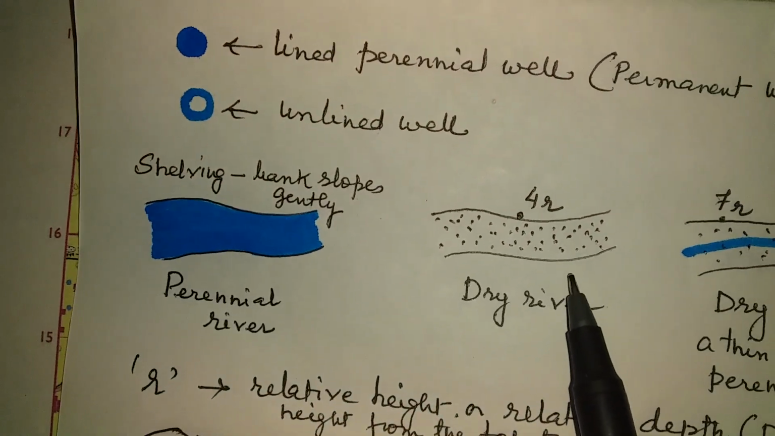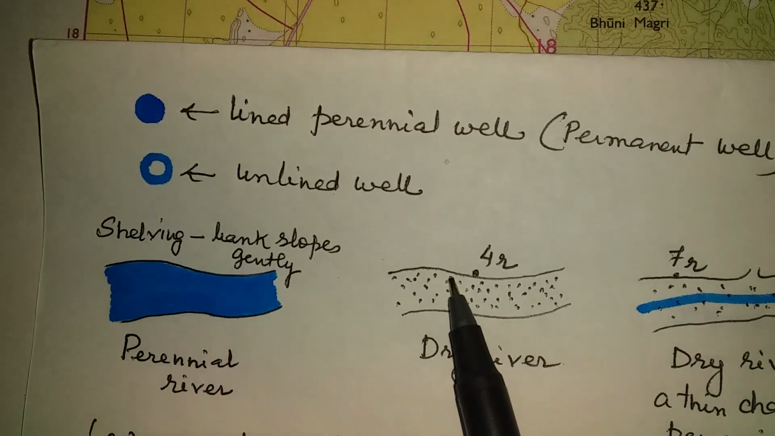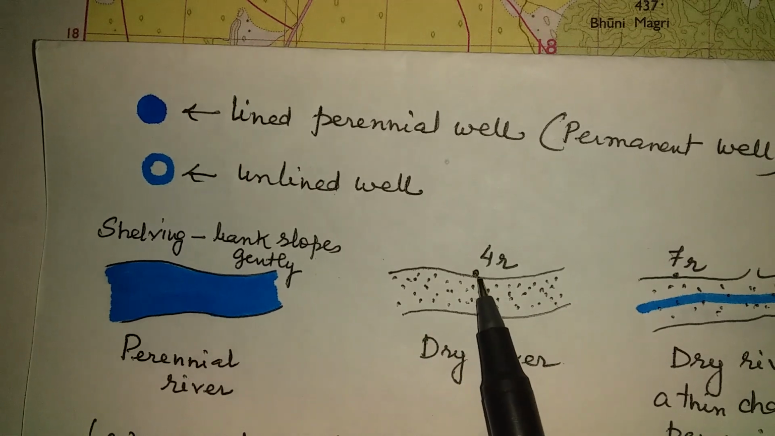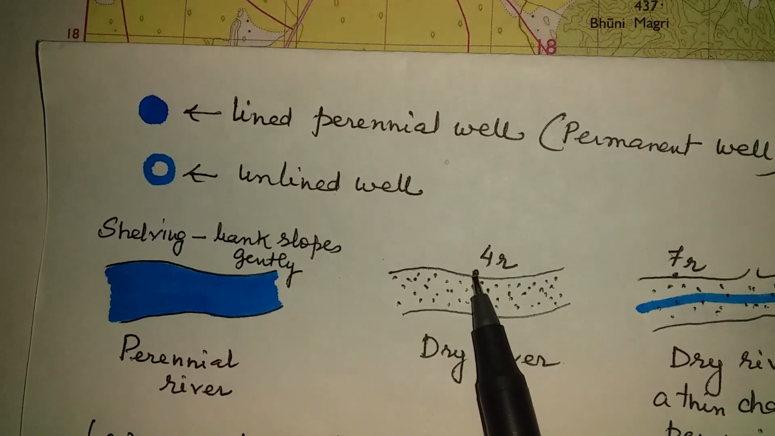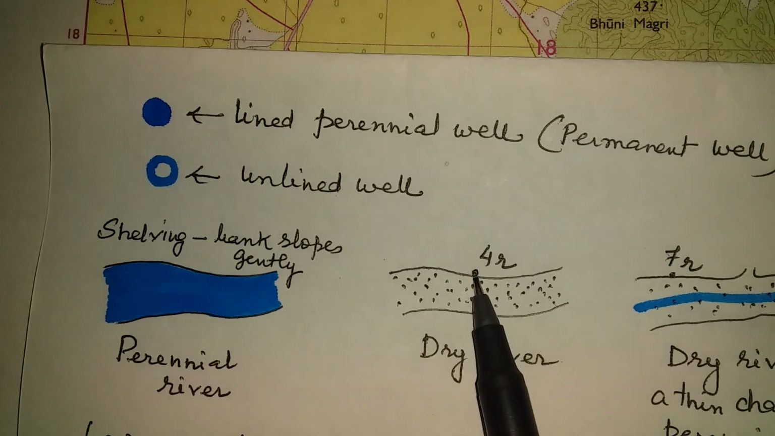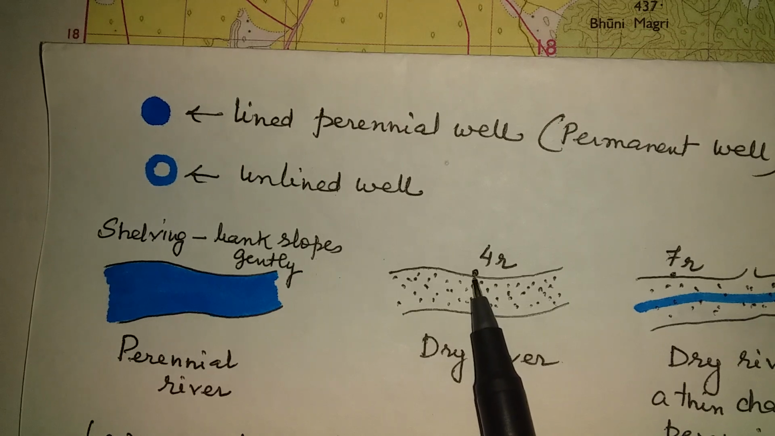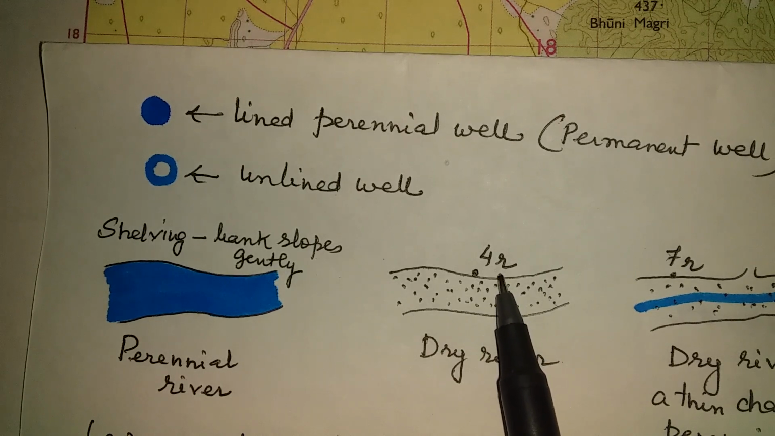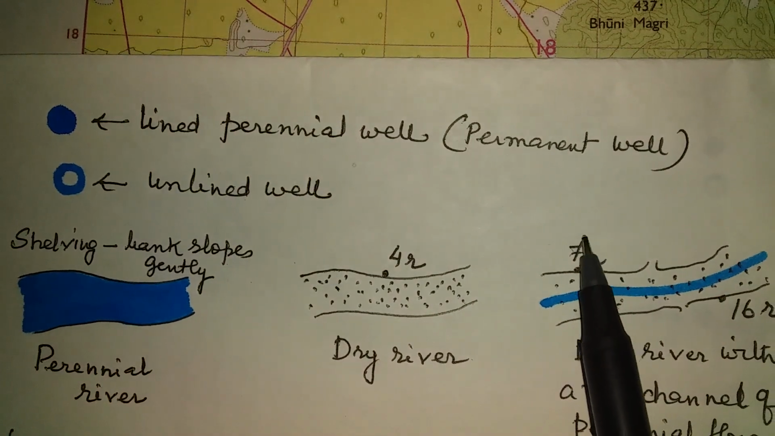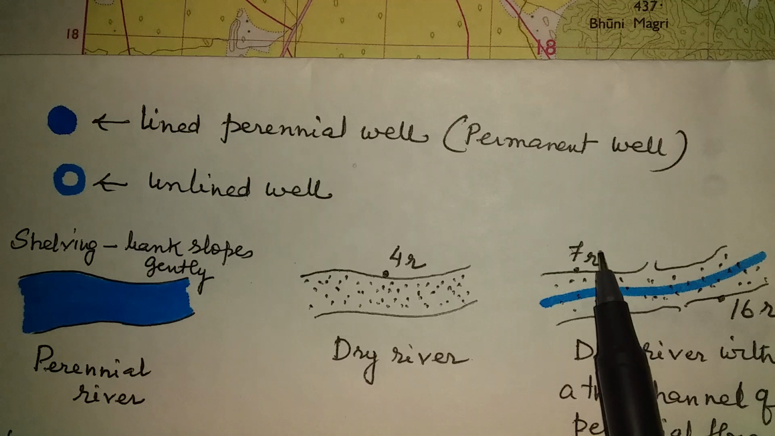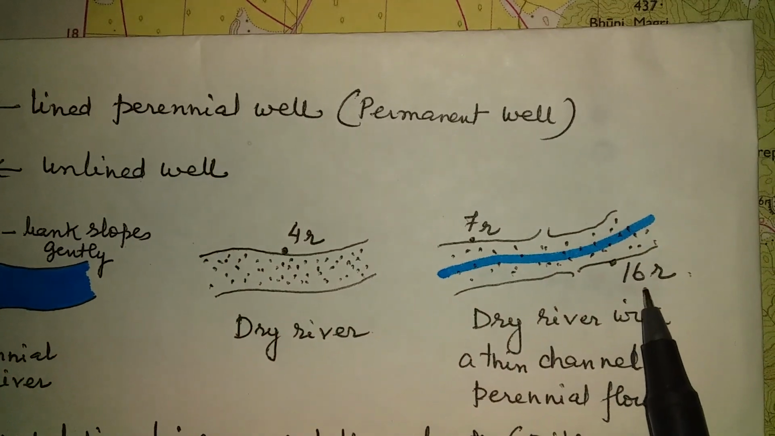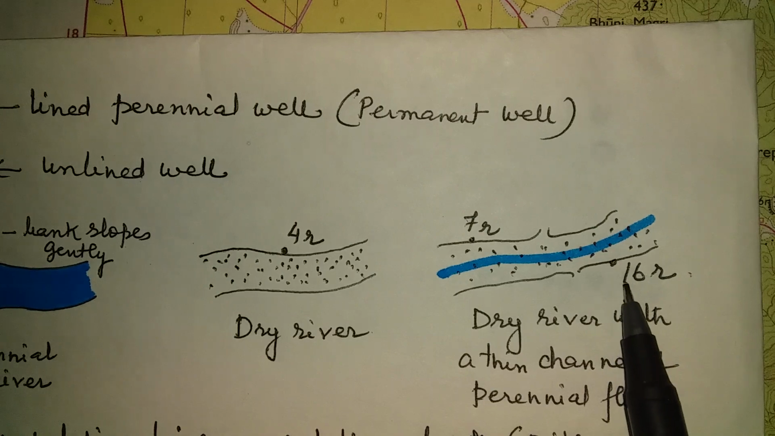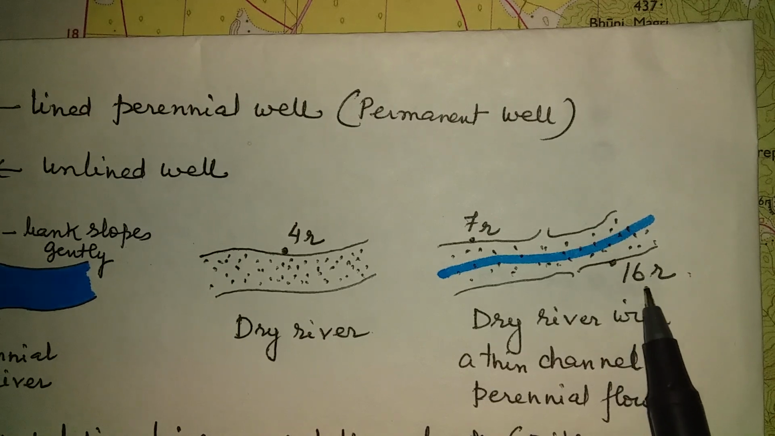Let us take a few examples here. Like you have a dry river and 4R is written. This means the relative height of the river bank from the top to the bottom is 4 meters approximately. Here the relative height is 7 meters approximately. Here it is 16 meters. Relative height is 16 meters approximately.